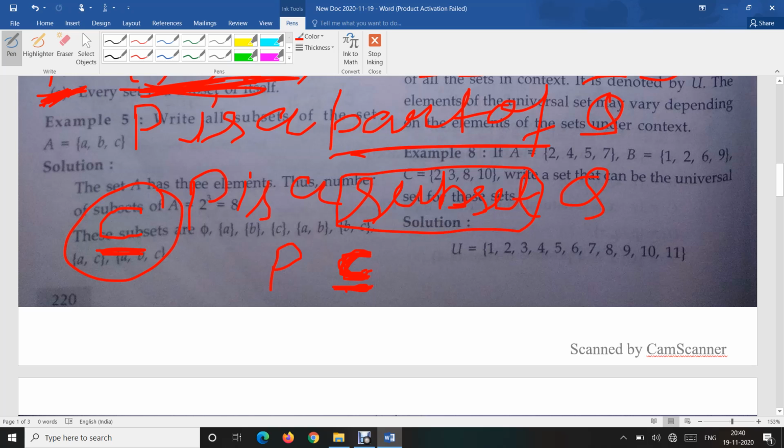So we can write P is the subset of Q. That means every element in P is also present in set Q. That's why P is the subset of Q. Hope you understand till here.